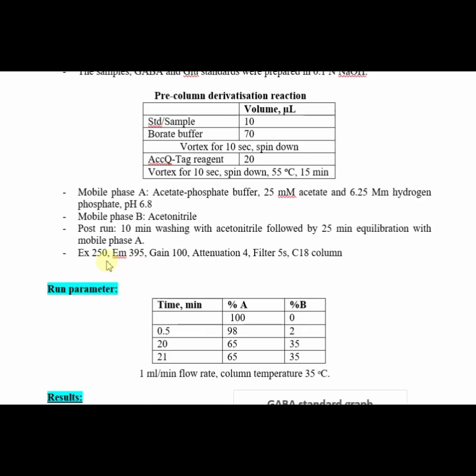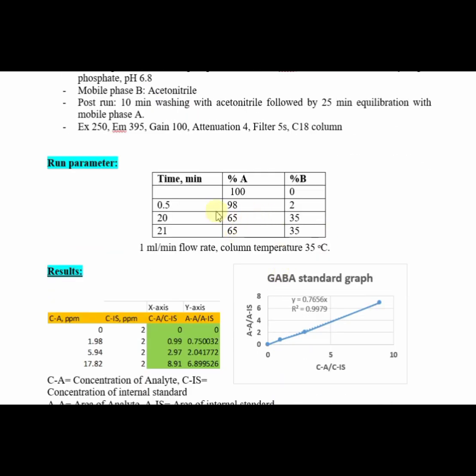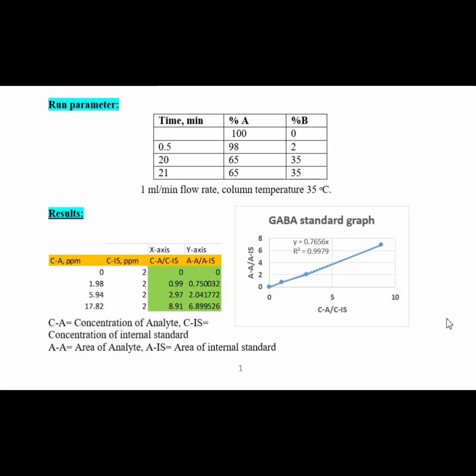Excitation was 250, emission 390 nanometer, gain was 100, attenuation 4, filter 5 seconds, and a C18 column was used. This is the run parameter. Time, percentage A, percentage B, as shown in the table. And flow was 1 ml per minute, and column temperature was 35 degrees centigrade. For 20 minutes, then the result is obtained. We can analyze.